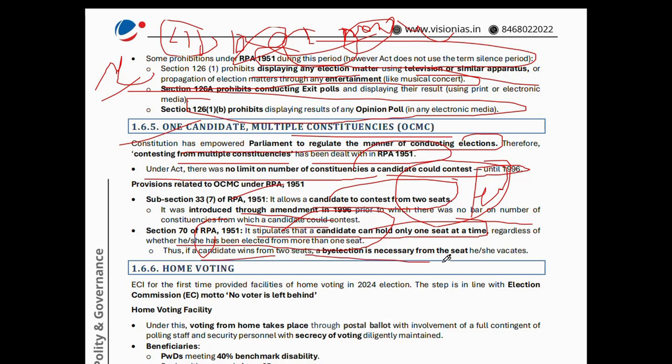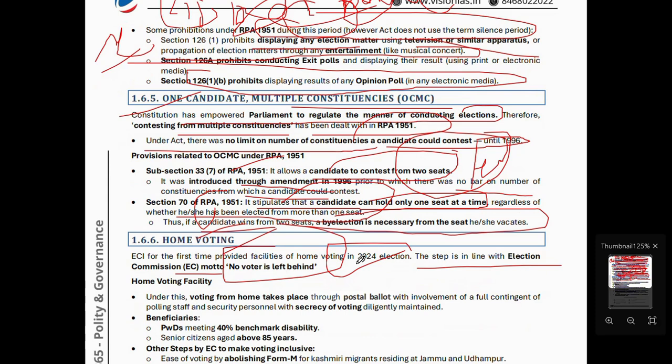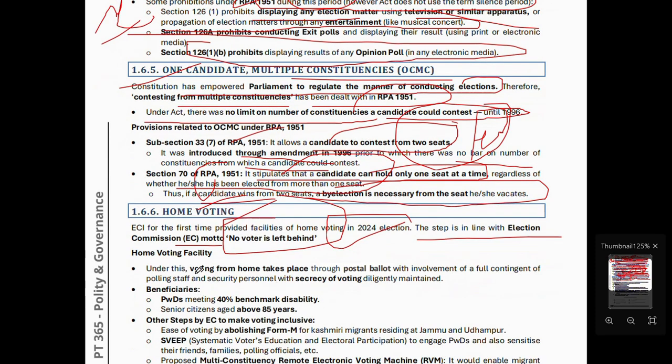Home voting. The next article is home voting. The Election Commission of India provided the facility of home voting for the first time in the 2024 election. The step is in line with the Election Commission motto: no voter is left behind. Home voting takes place through a postal ballot, with the involvement of a full contingent of polling staff and security personnel. Beneficiaries are PwD voters meeting the 40% benchmark and senior citizens aged 85 years.